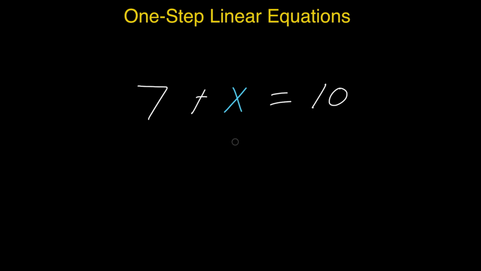So now that we know that, this letter, it could be X, it could be Y, it could be Z, it could be any letter you can think of, is called a variable. You see, every time they say solve for the variable or solve the equation, all they're asking you to do is find the number that is hiding behind this letter. So 7 plus 3 equals 10. We know that there's a 3 hiding behind that X.